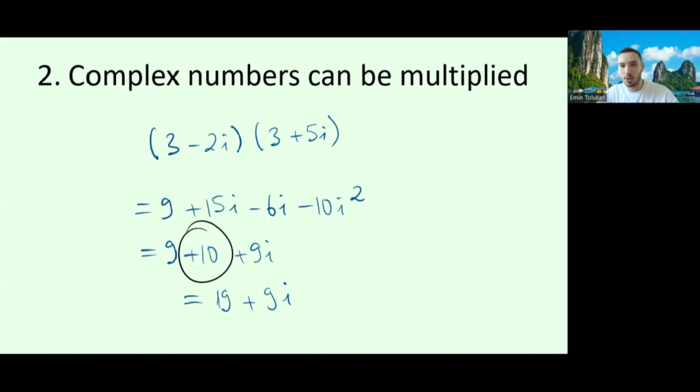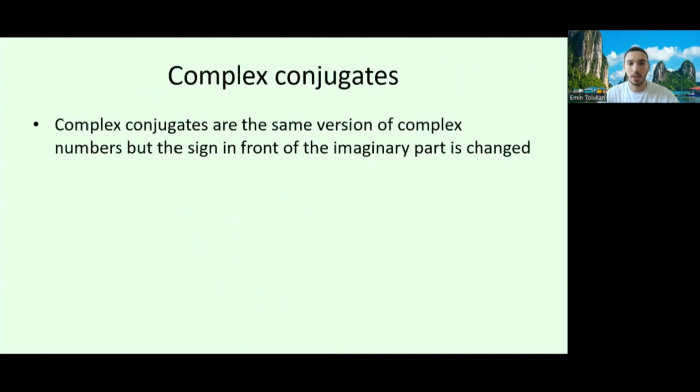So far we talked about two things that you can do with complex numbers. You can add them and you can also multiply them. Here we are also going to now talk about another definition, another very important term, which is called complex conjugates.